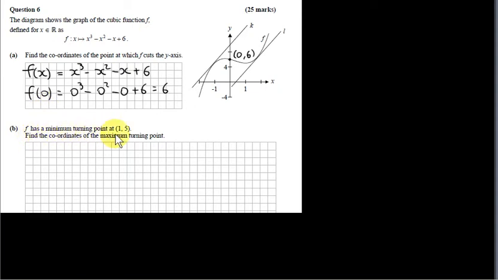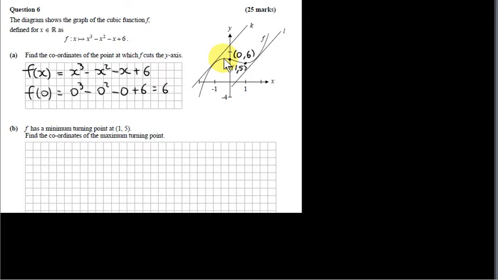F has a minimum turning point at 1, 5. Let's look at that. 1, 5. It's roughly here. That's the point on the curve such that the tangent at that point is a horizontal line, or its slope is 0. That's what's so special about a turning point, whether it's a minimum or a maximum. We want to find the coordinates of the maximum turning point, which is roughly here. You can see the x value is going to be negative. Anyway, let's go through that.